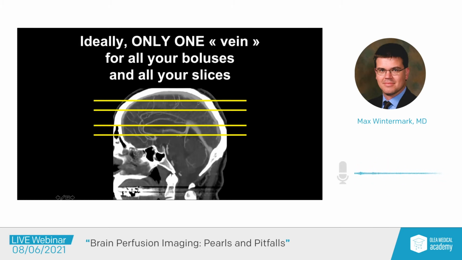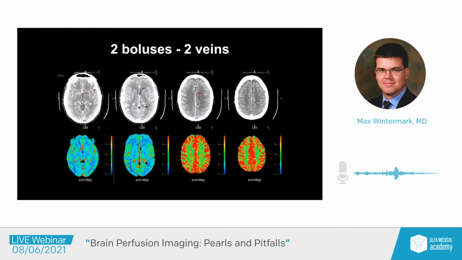But now if you turn to the slices that are located higher up in the brain, you can see that now the superior sagittal sinus has an angulation compared to the slices. And as a result, there may be some partial volume averaging effect. And so the area under the curve may not be as maximal as it should be. And so here's the end result.